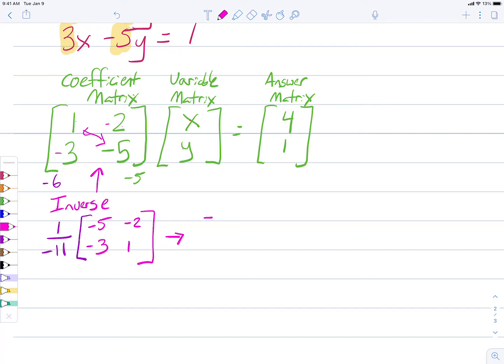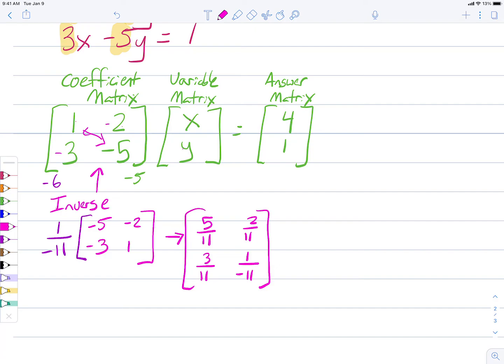A negative divided by a negative is a positive, so that's 5/11. -3 divided by -11 is 3/11. -2 divided by -11 is 2/11. And 1 divided by -11 is -1/11. So here's my inverse matrix.